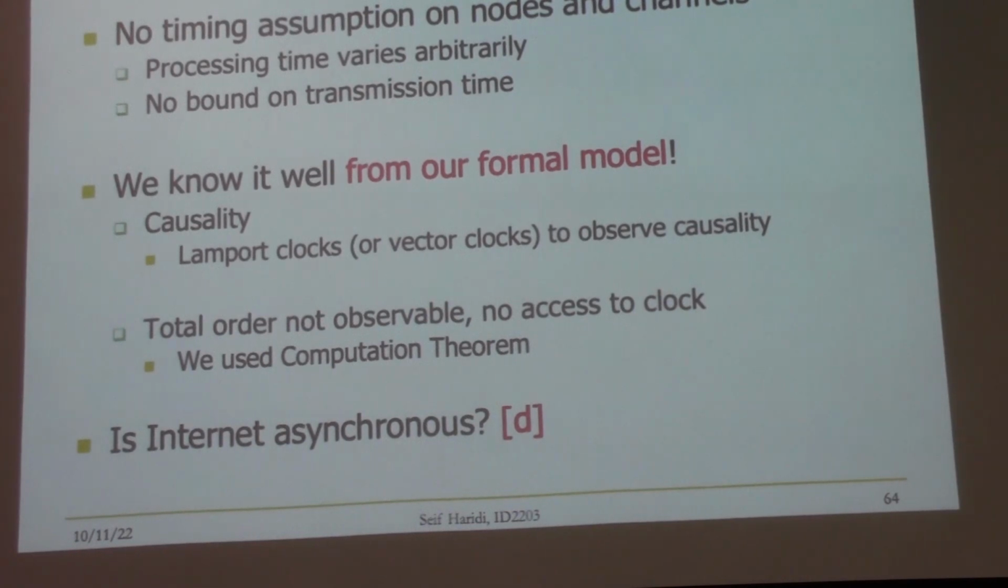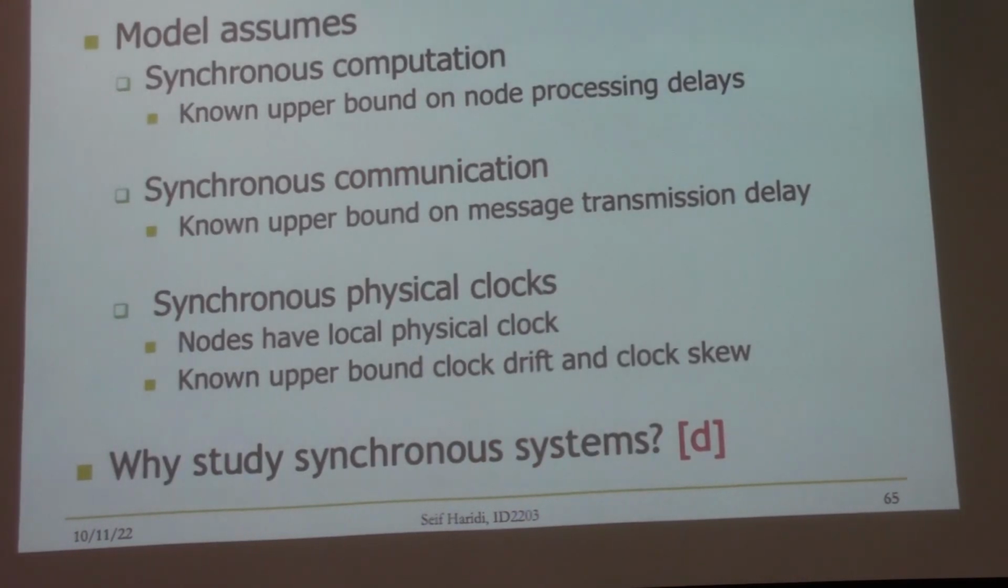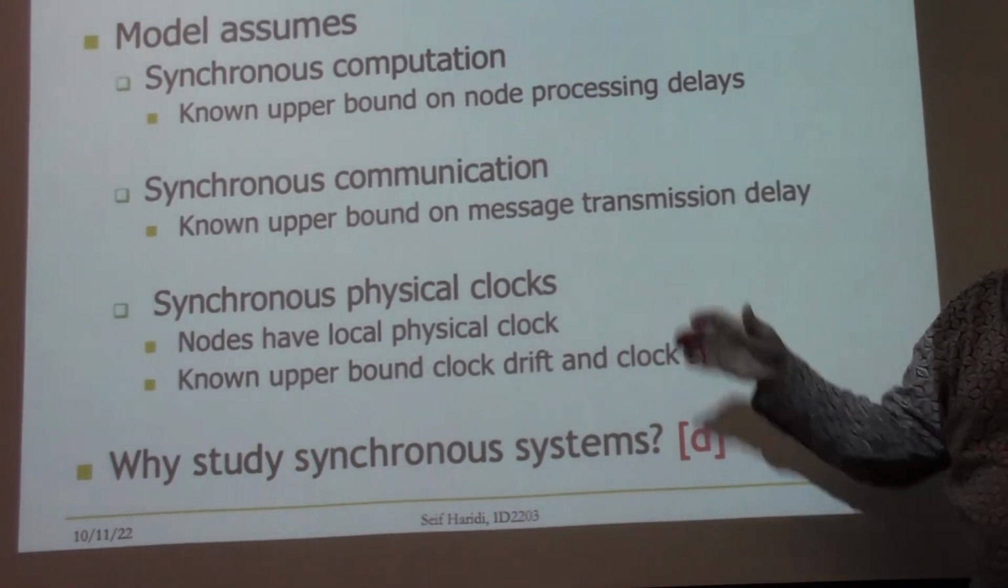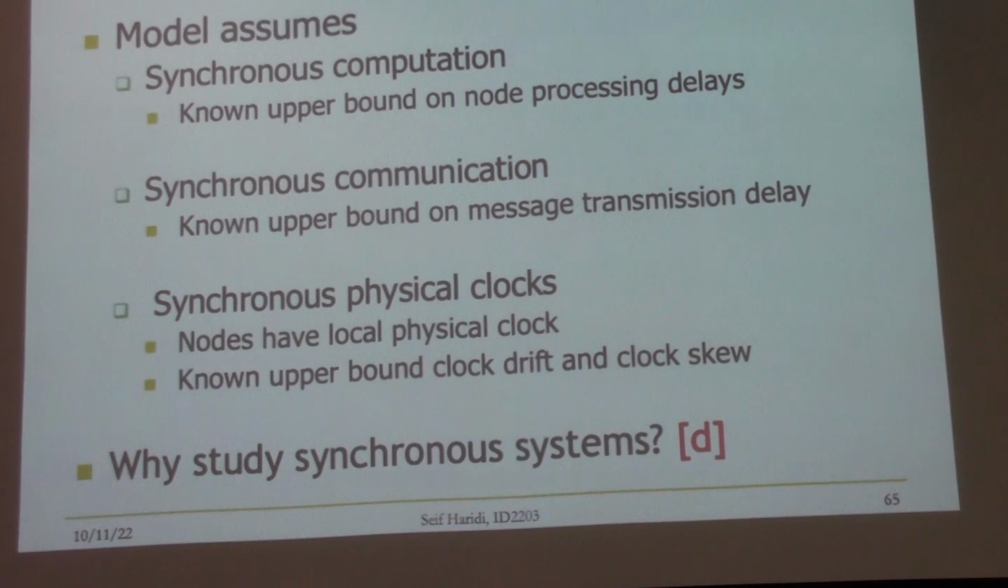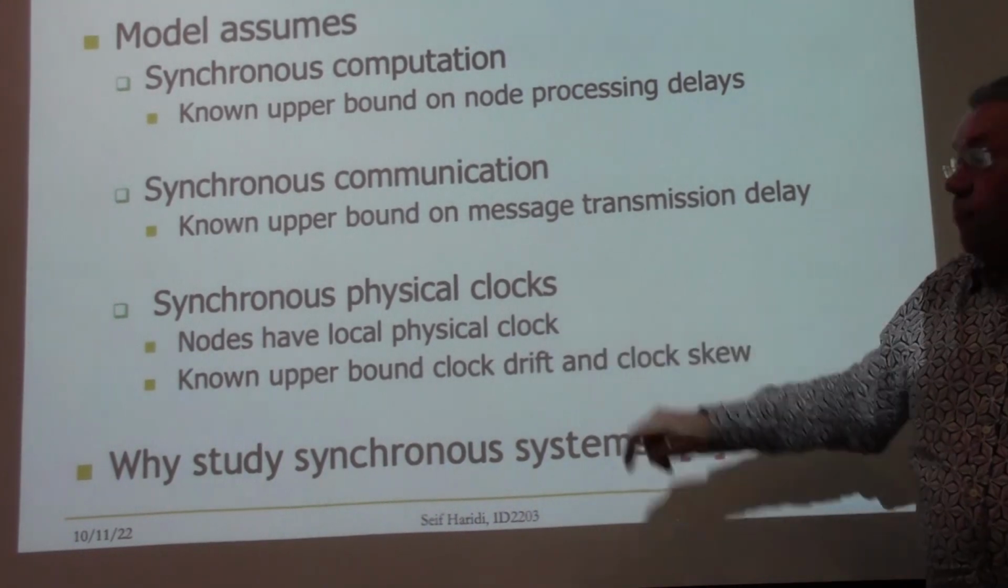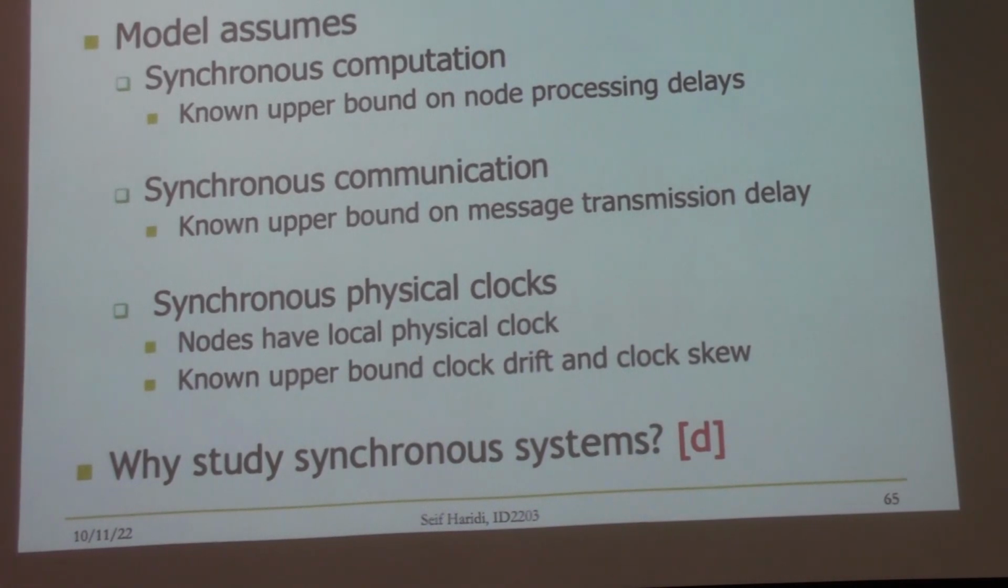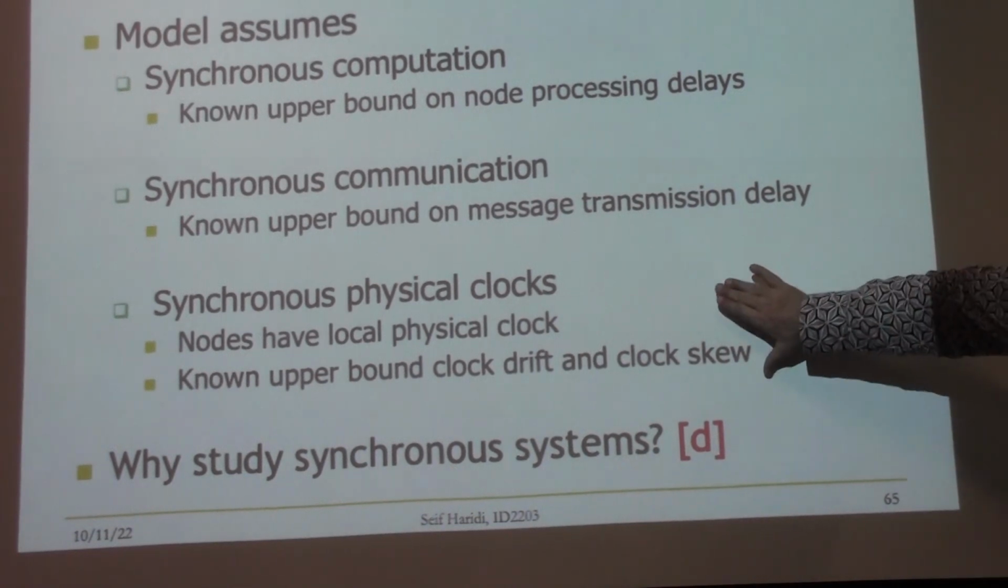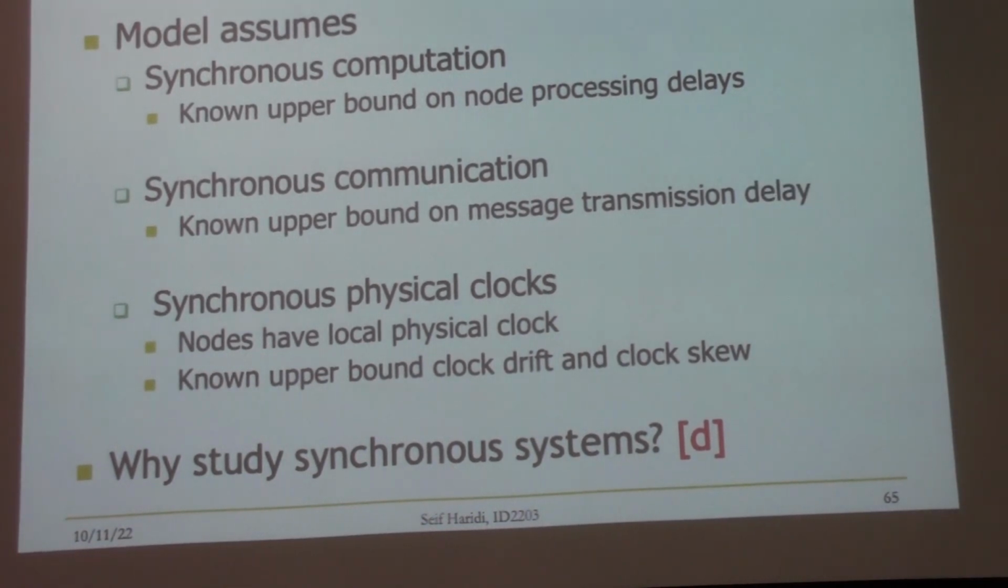Luckily, physics is helping us. The other extreme is synchronous. Here we have known upper bounds. We know that the node processing will always take less than 1 millisecond before it sends a message, and the message transmission delay will be guaranteed less than 10 milliseconds on a local area network or something like that. And typically they will even have synchronized clocks, actual clocks, and you know how these clocks are related to each other. This is all possible because of these known upper bounds.